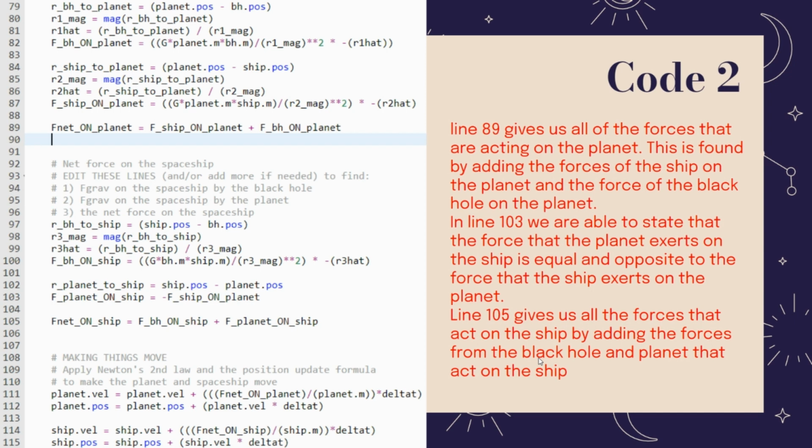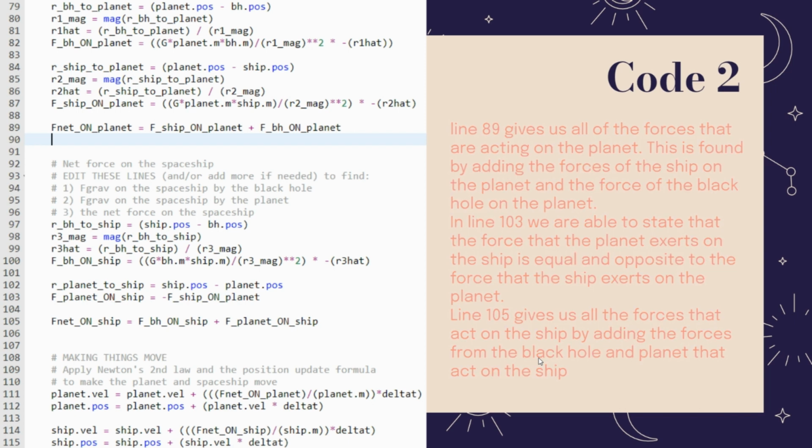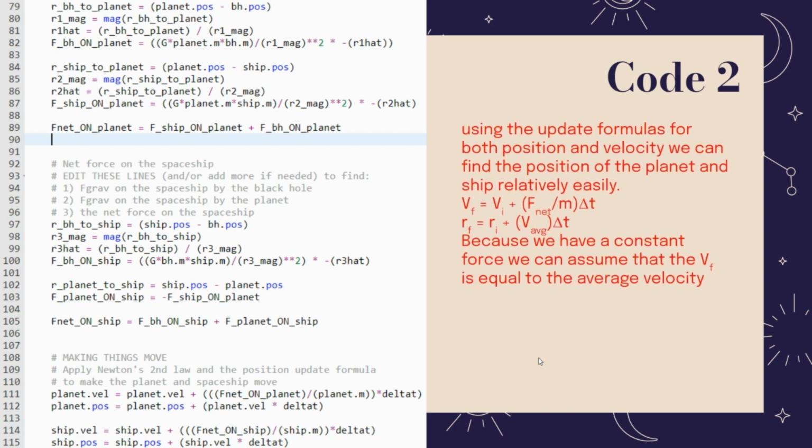Very nice. And then on line 103, we can actually save ourselves a little bit of work because we know that F planet on ship is equal to the negative F ship on planet. This is because we know reciprocity laws. And then on line 105, we're just doing the same thing, just summing up those forces. All right, now we get into the update formulas. So we use both the update formulas on position and velocity. And since we know that the force is constant, we know that the average is equal to the final velocity.